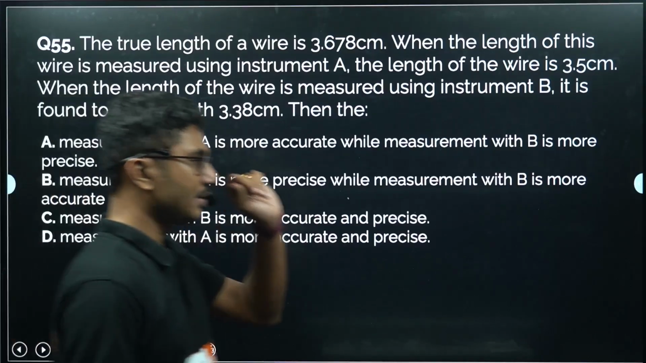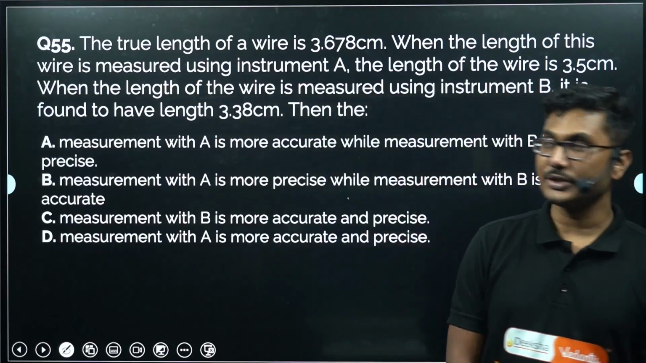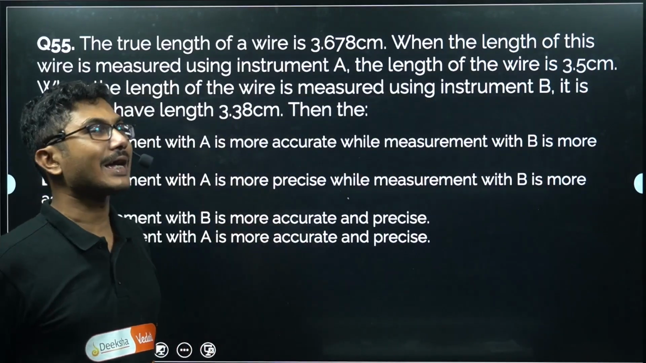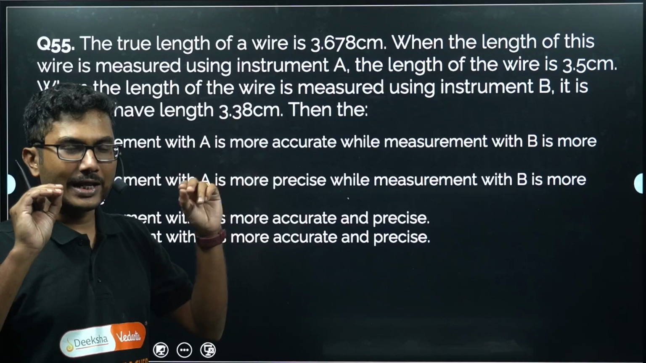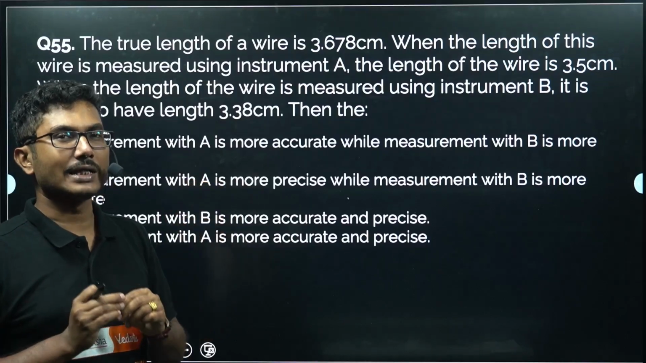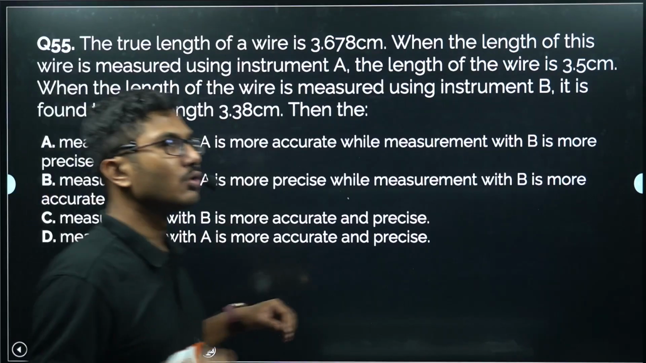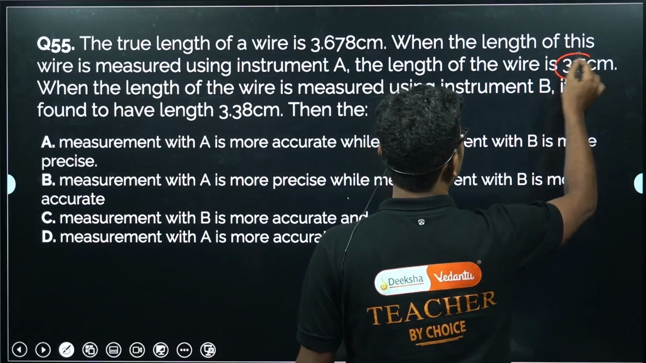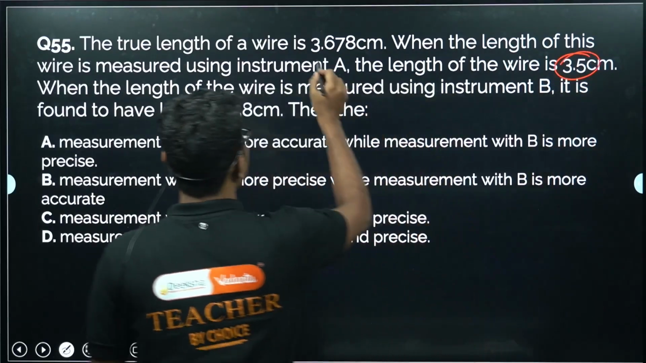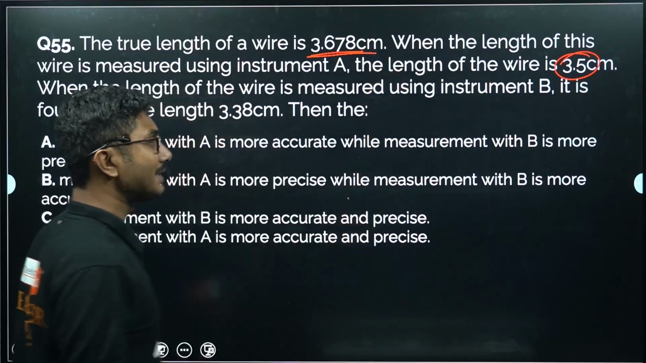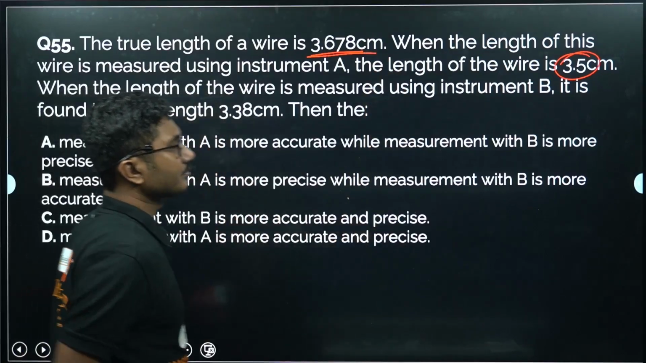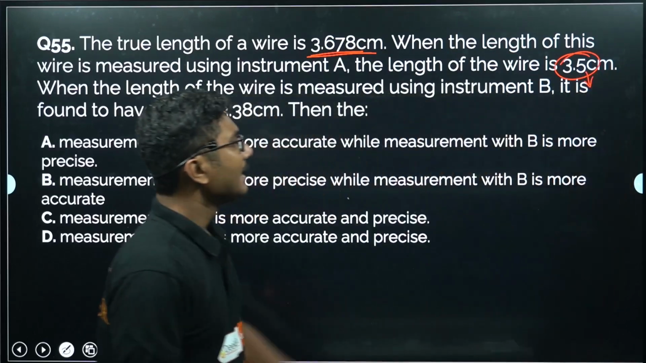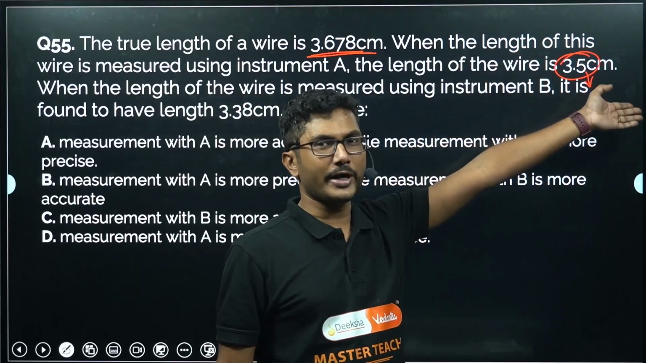Now, the question is related to accuracy and precision. Which one is accurate? Whichever value is closest to the actual value is called accurate. Accuracy means how close we are to the real value. So, in this case, this value 3.5 centimeter is closest to this 3.678, so that means this value is accurate.